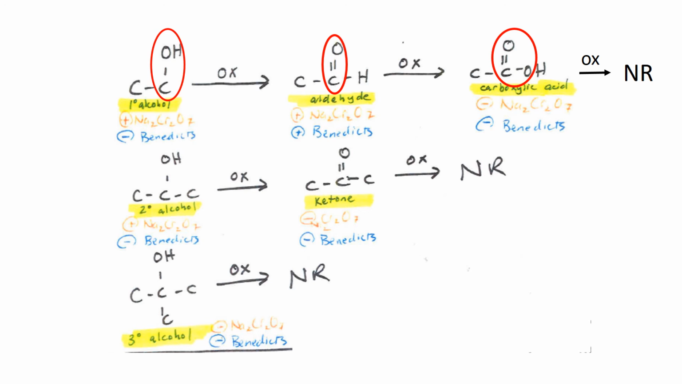I showed you the aldehyde in the middle to help you understand step by step how the process happens, but it doesn't stop at the aldehyde. In fact, it's very difficult to get it to stop at the aldehyde. So if I were to ask you what happens when you oxidize a primary alcohol, the answer is the product is a carboxylic acid. If I try to oxidize an aldehyde, the product is also a carboxylic acid.